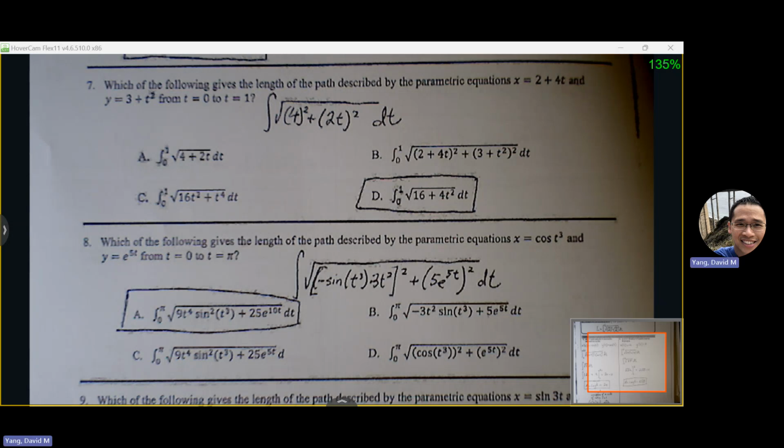So for each of these problems, you're just finding x prime and y prime and putting them into your arc length formula, right?